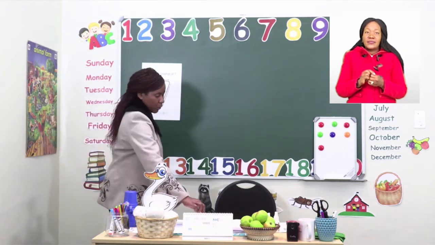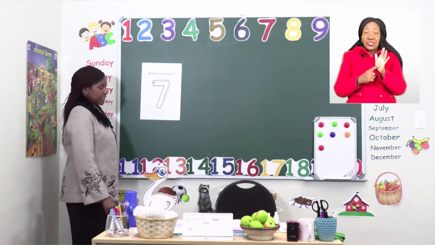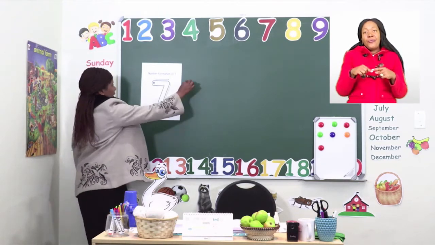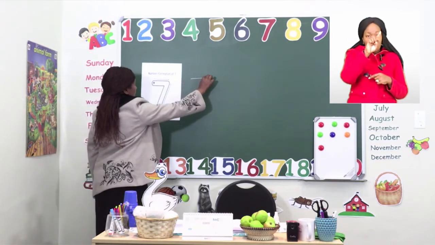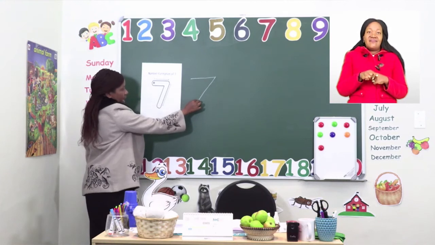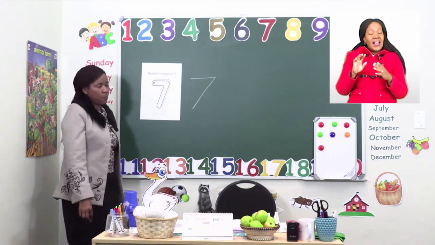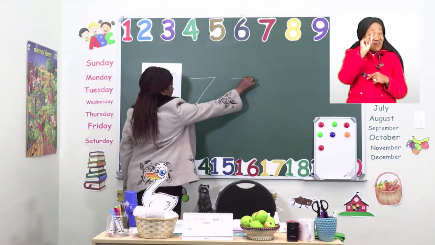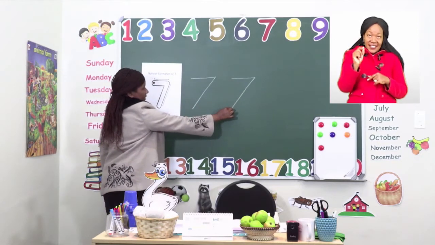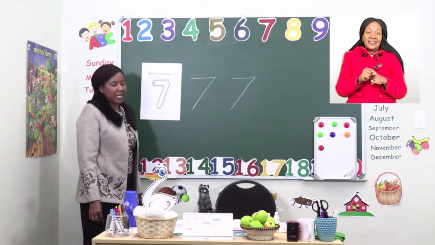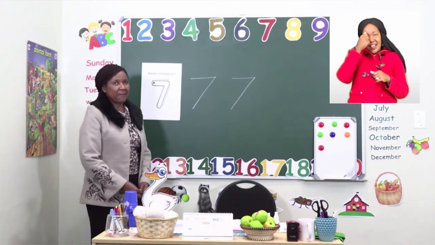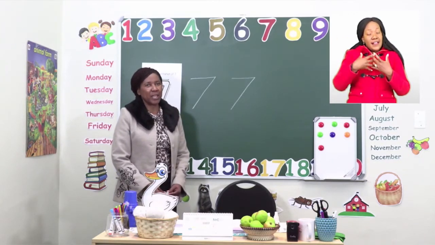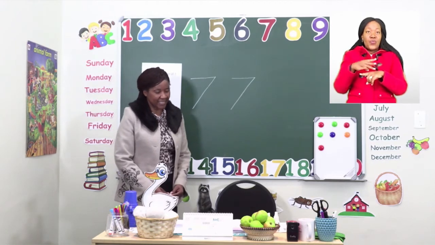I will do it once more on the board so that all of us can see how we form number 7. There we go, across the sky and down from heaven. That's how we form number 7. Let's do it once more, across the sky and down from heaven. That's how we form number 7. Remember, 7 days in a week: Sunday, Monday, Tuesday, Wednesday, Thursday, Friday, and Saturday.